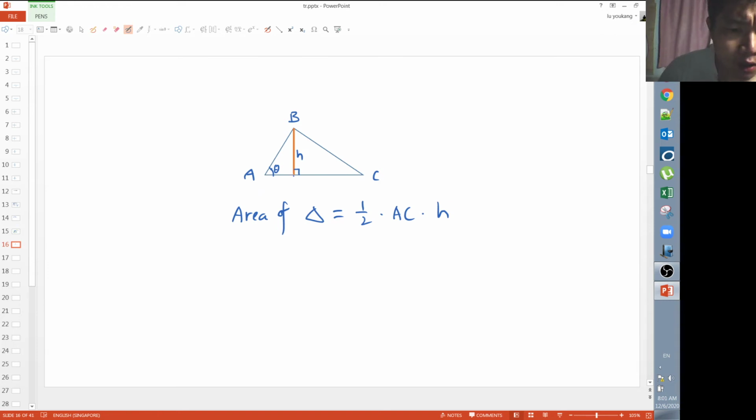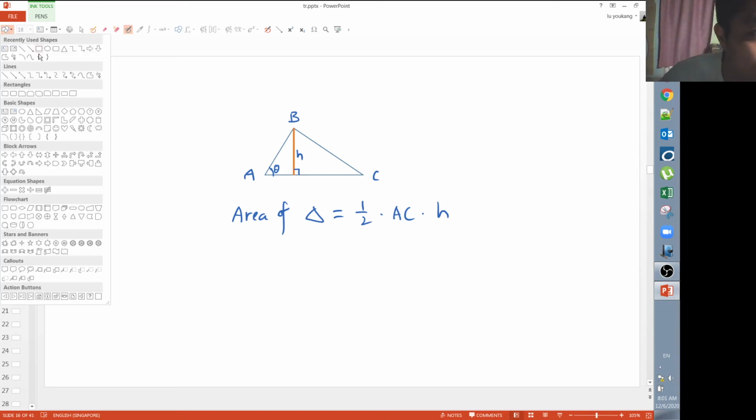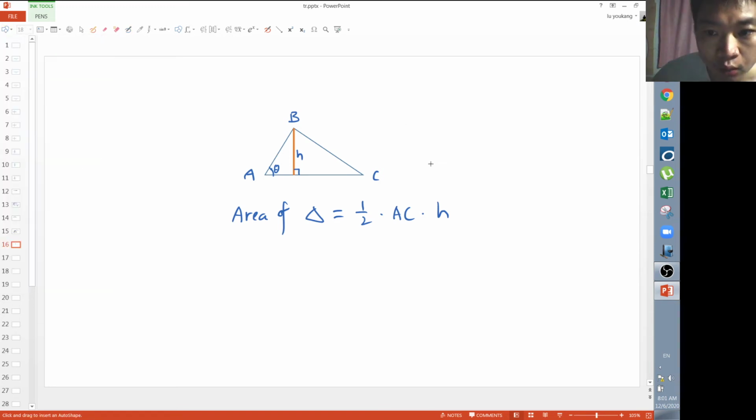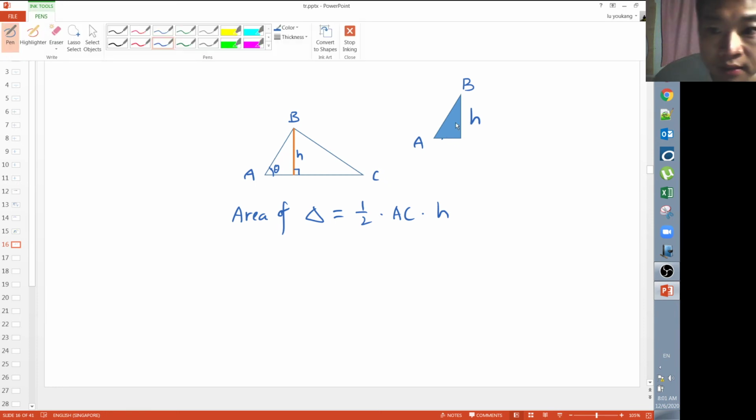So I hope you still remember our SOH CAH TOA. Let me make a triangle first. So I hope you can see. I'm going to take this right angle triangle out, and so this is your A, and this is your B. This is your T.